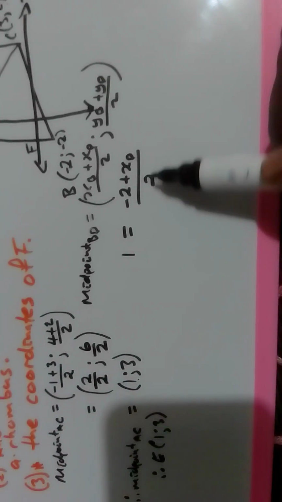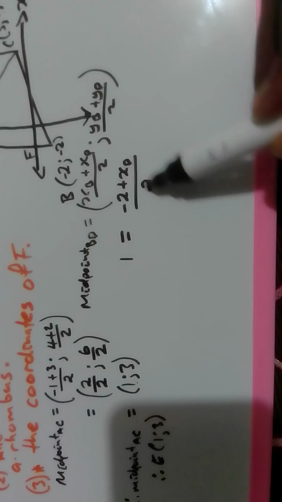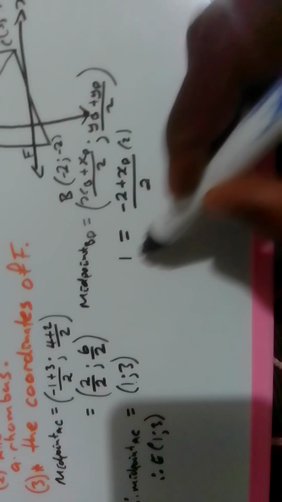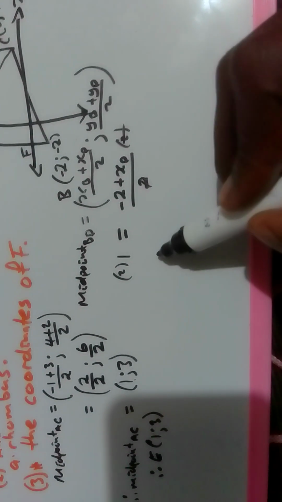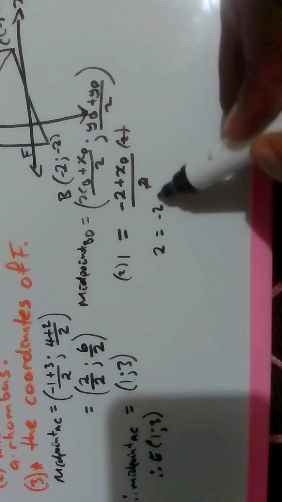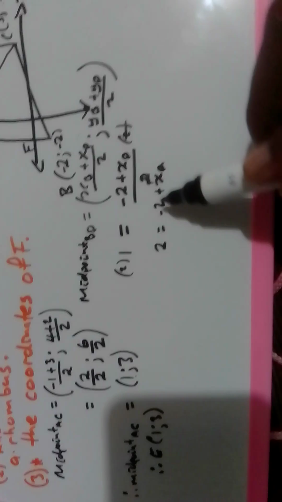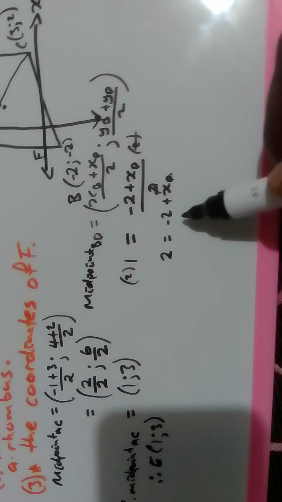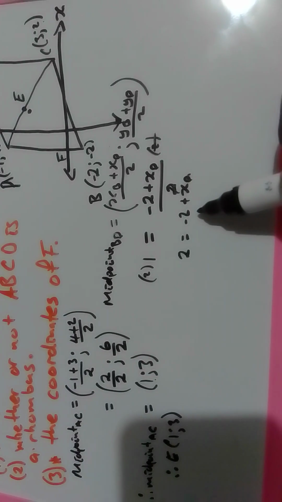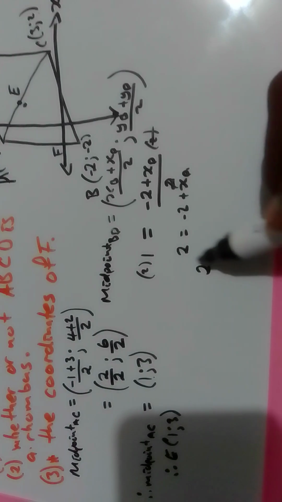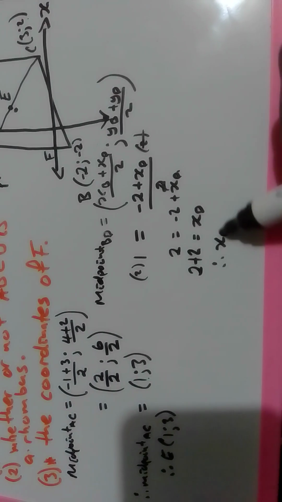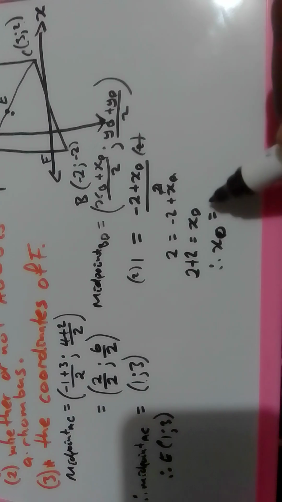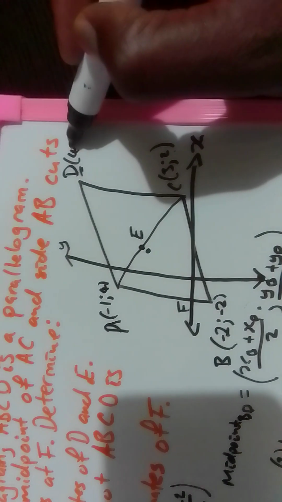Now from this point, observe, I want to get rid of this denominator. So I multiply by 2, I multiply by 2. 2 into 2 is 1, and 2 times 1 is equal to 2, which is equal to negative 2 plus XD. I transpose this negative 2, it becomes 2 plus 2 is equal to XD. So therefore, I say x at point D is equal to 4. So now I know that my x at point D is 4.